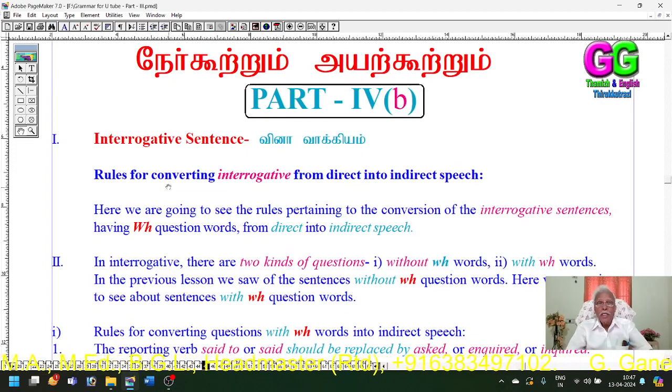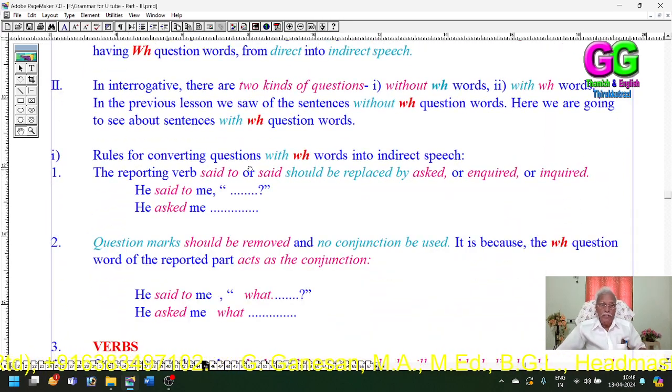Dear students, I have already explained that regarding question sentences, interrogative sentences in English, there are two kinds of questions. One set of questions, interrogative sentences, having WH words. Another set of questions are without WH question words. The conversion of interrogative sentences without WH words we saw in the last class. In this class, we are going to see the rules for converting interrogative sentences having WH question words. Come. Rules for converting questions with the WH words into indirect speech.